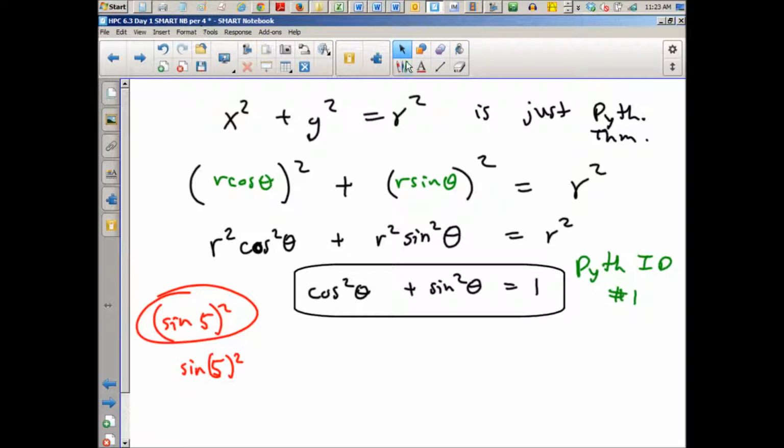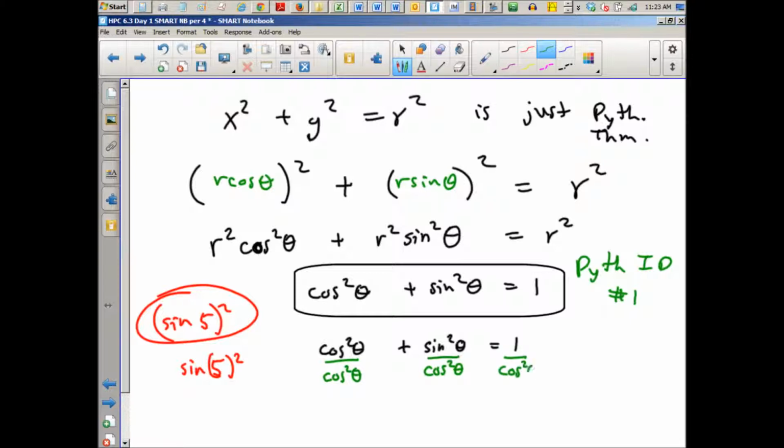So like this. What would happen if I took cosine squared theta plus sine squared theta equals 1 and simply divided everything by cosine squared theta? You might say, why in the world would you do that? You'll see in a minute why I'm doing it. For now, it just looks like I'm playing around. Let's try and simplify that.